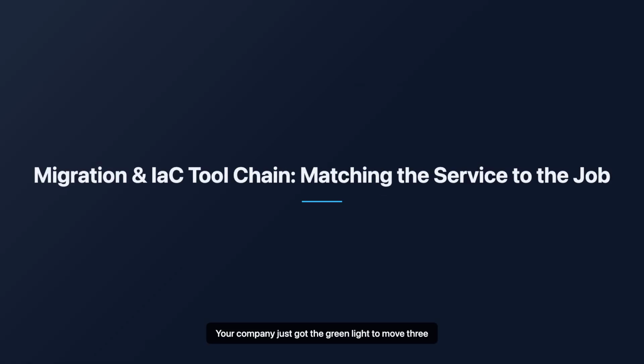Your company just got the green light to move 300 servers and a dozen databases to Amazon Web Services, and you've got 6 weeks to do it. The budget's approved, so which tool do you actually touch first? Most teams reach for the wrong one, and that mistake quietly costs them weeks. By the end of this video, you'll be able to hear any migration scenario and instantly name the right Amazon Web Services tool, whether the job is inventorying servers, moving a database, shipping data physically, or codifying the new environment. The trick is realizing a migration isn't one big action, it's a pipeline of distinct jobs, each with its own service.